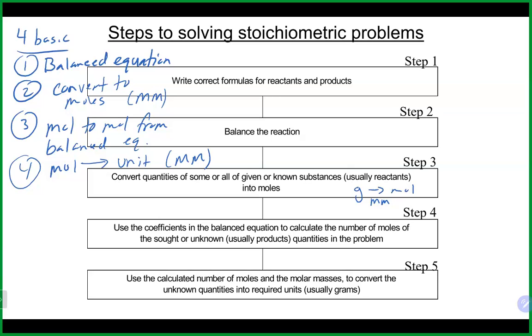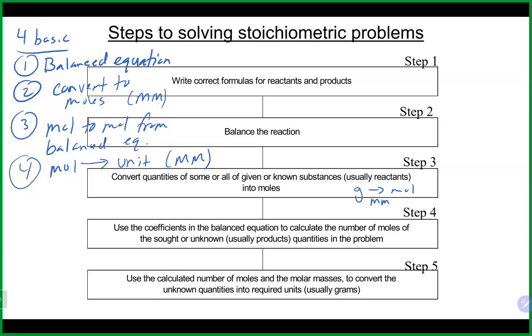Don't go backwards. I've seen people go backwards, like unconvert things, because they think, "I have to get it to moles," but it's already in moles. "Let me take it back to grams and back to moles." So you don't want to do that. You just want to follow these basic 4 steps, which up here is basically steps 2 through 5, what I just wrote up there.